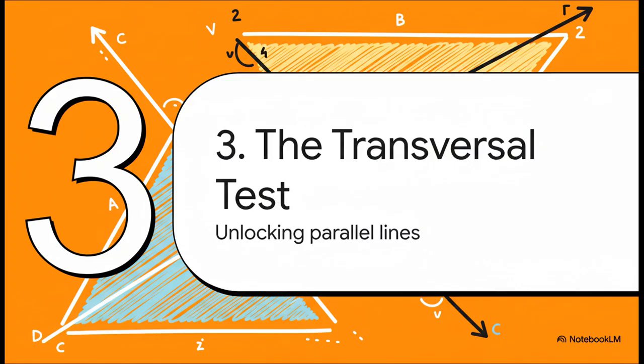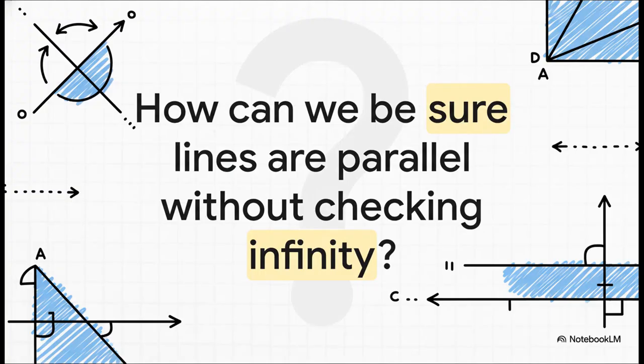Right. So, parallel lines. We get the concept. But this brings up a really big problem, a huge logical puzzle. How can we ever be sure two lines are truly parallel? We can't just trust our eyes. We need a test, a tool that can give us absolute proof. I mean, really, this is the million-dollar question, right?